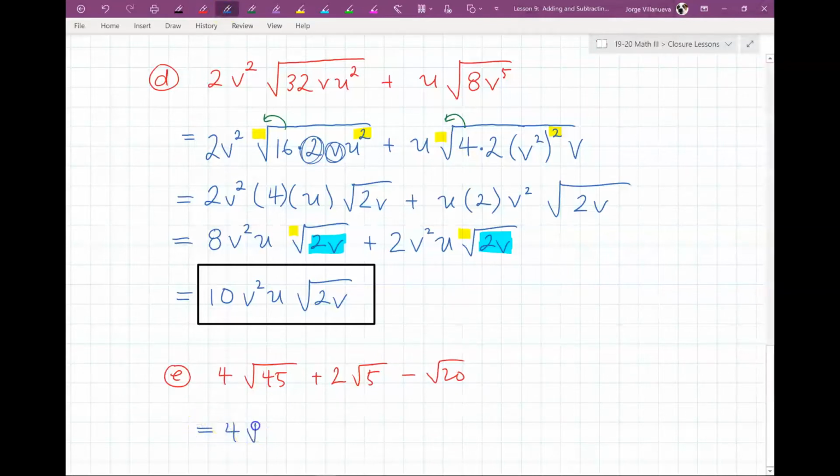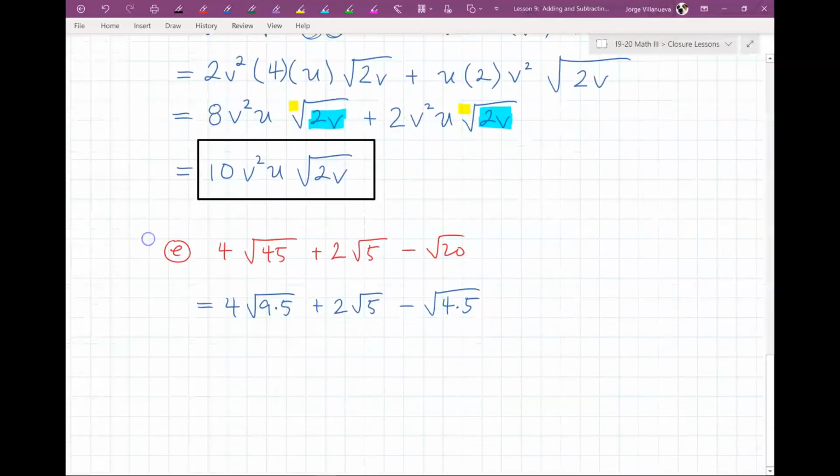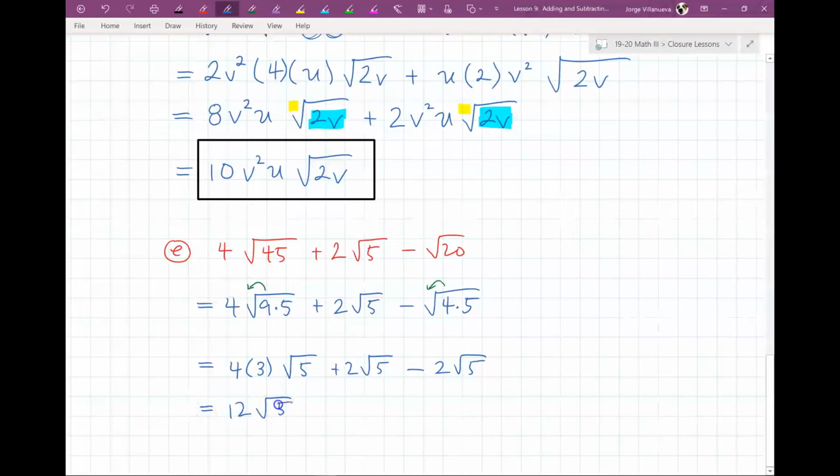This right here, 4 radical 9 times 5 plus 2 radical 5 minus radical 4 times 5. Notice I didn't break down the 5 because I can't. This 5 right here just stood the way it was, but the other ones I broke them down. Now, I know that this 9 can come out. Square root of 9 is 3 and the square root of 4 is 2. So I can bring these things out. So this is going to be 4 times 3 square root of 5 plus 2 square root of 5 minus 2 square root of 5. That's 12 square root of 5. Now positive 2 square root of 5 minus 2 square root of 5 is 0, so this actually just cancels out. So here's my answer, 12 square root of 5.